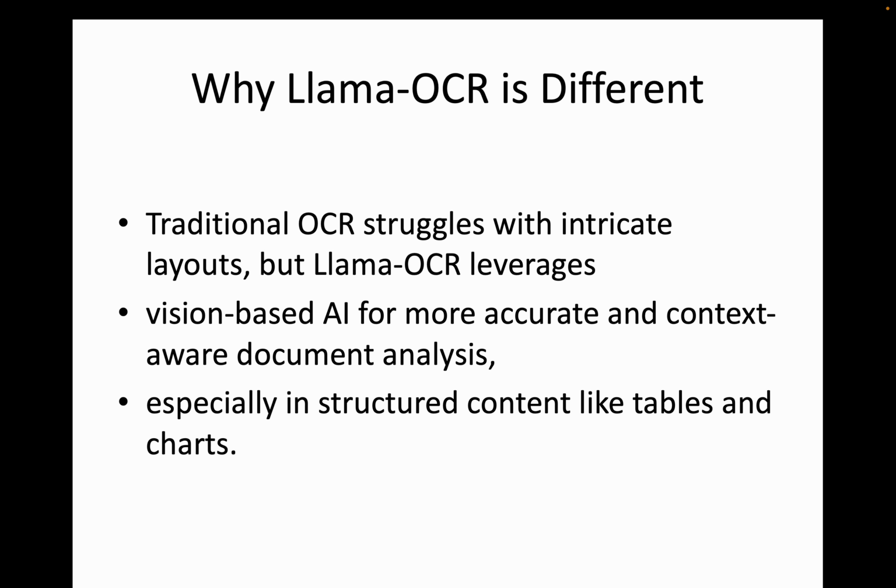Now, why is Llama OCR different from traditional OCR? Traditional OCR solutions often struggle with complex document structures like tables and multiple column formats. Llama OCR, however, leverages vision based AI to analyze these documents in a more context aware way. This allows it to recognize and extract text more accurately, especially when a document contains elements like tables, charts, and multiple text blocks.